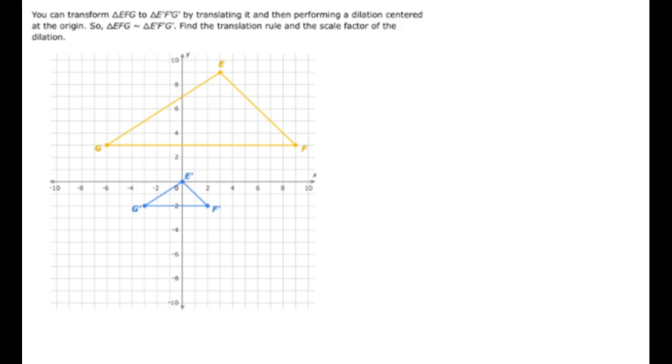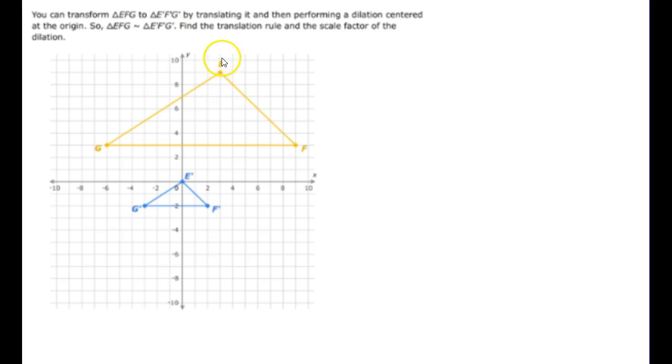If we just perform the translation, remember that's a rigid motion, so the two triangles would be congruent. But then once we perform the dilation, those two triangles can no longer be congruent, but they are still similar. So these two triangles are similar to each other. We want to find the translation rule and then find the scale factor for the dilation.